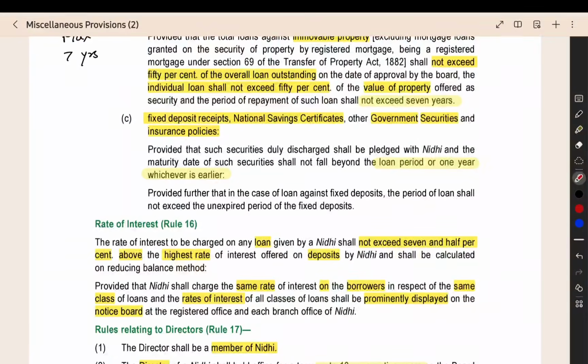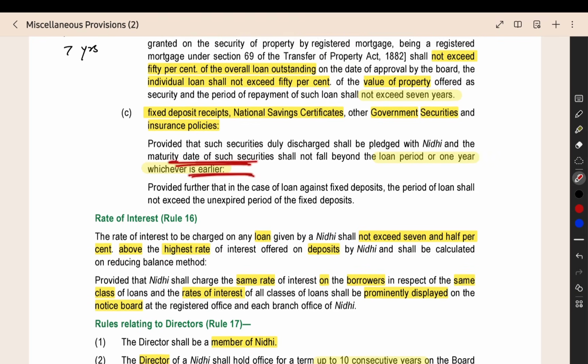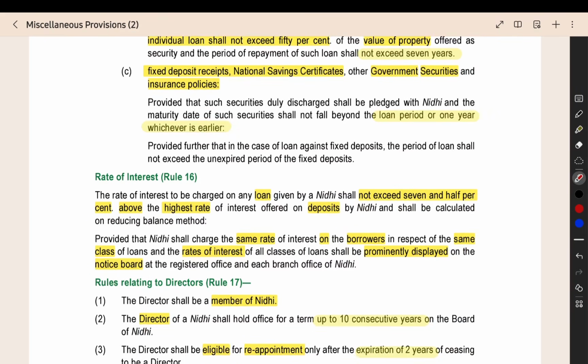You can get the loan based on this security also, but the loan period will be a maximum of 1 year. Maximum 1 year is the loan period, and if the instrument matures before that 1 year, and you get the maturity amount within 1 year, then the loan will be applicable only up to that date. After that, the loan tenure will expire. So the loan can be for a duration of 1 year or the maturity date of the security, whichever is earlier. That's all about this.